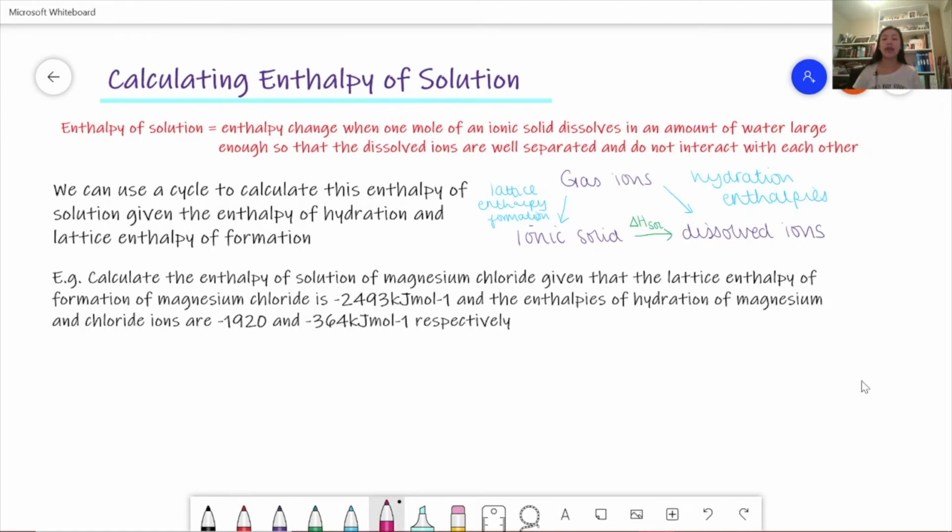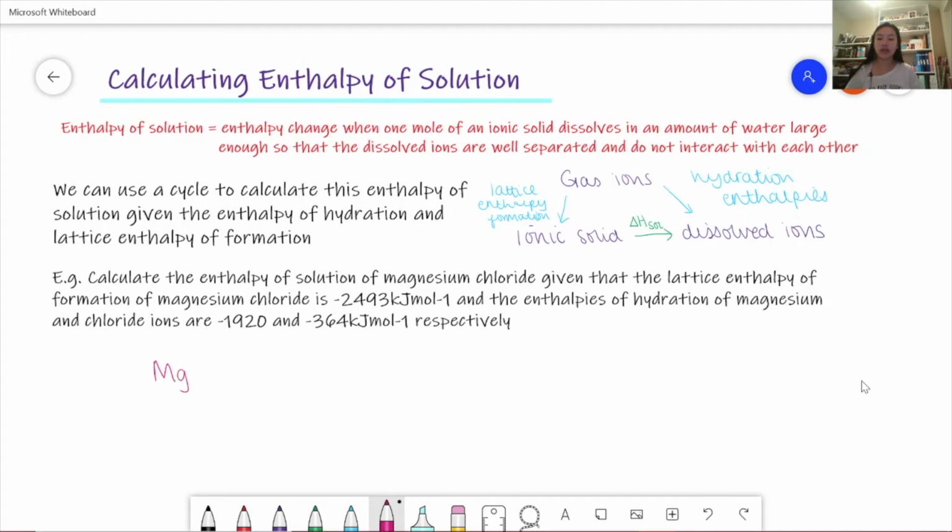So for this example, calculate the enthalpy of solution of magnesium chloride, given that the lattice enthalpy of formation of magnesium chloride is minus 2,493 kilojoules per mole, and the enthalpies of hydration of magnesium and chloride ions are minus 1,920 and minus 364 kilojoules per mole respectively. The first thing we do is we'll start off with the gas ions at the top. So your cycle can look like the one I've just drawn, or it can be slightly rearranged. So I quite like to have the gas ions at the top and the ionic solid at the top. So I would write it like this.